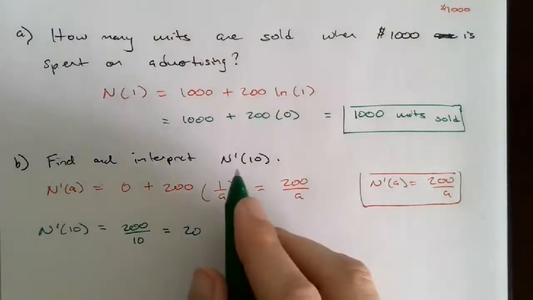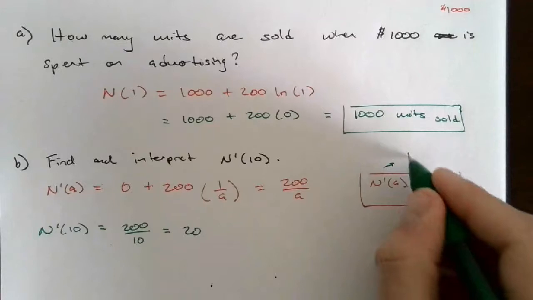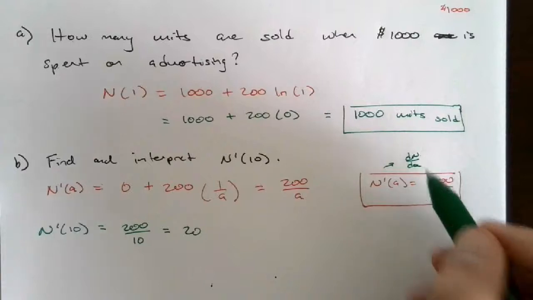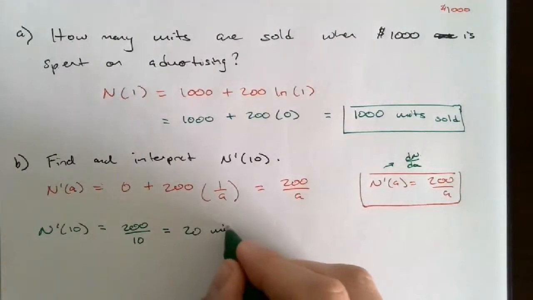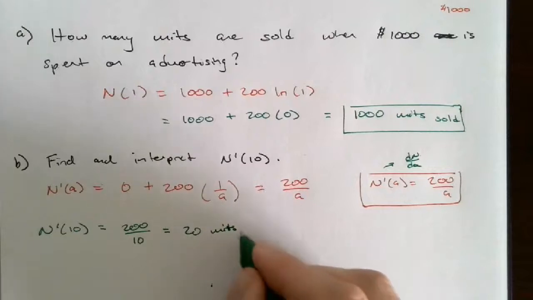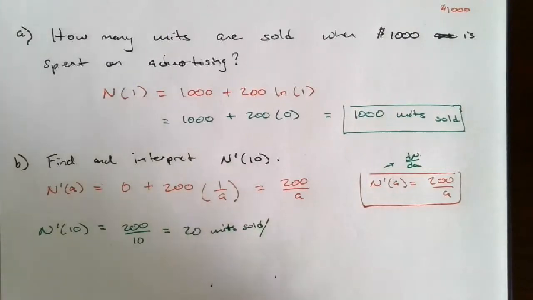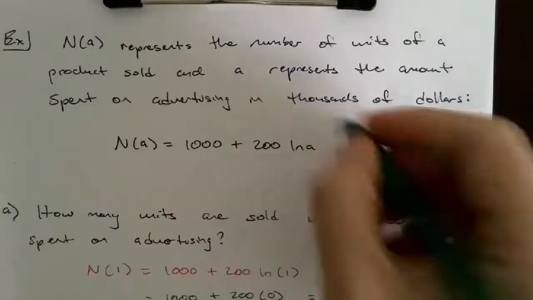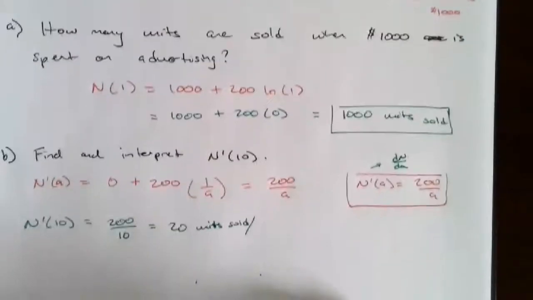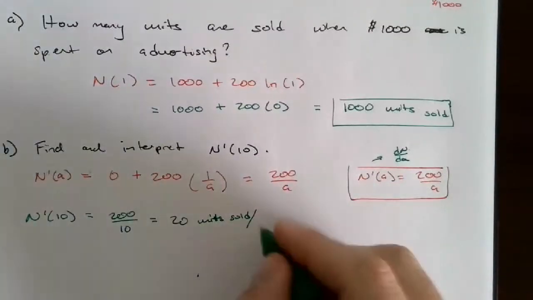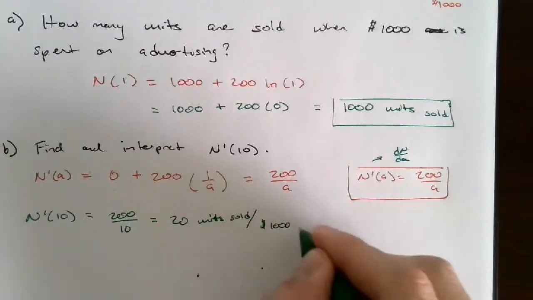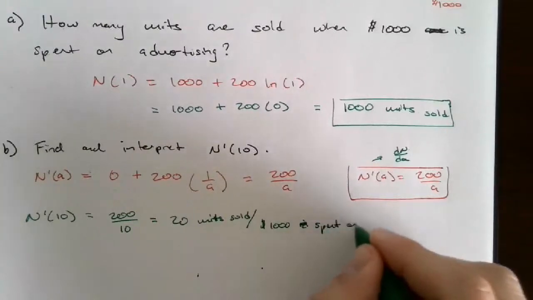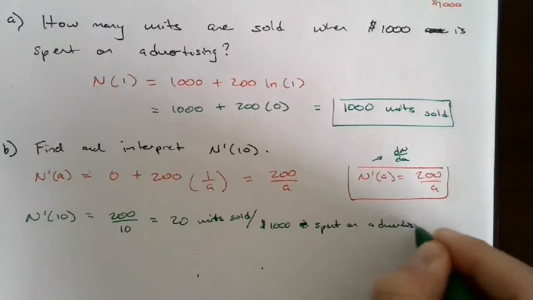Well, n prime is the units of n. If you want to remember how to find units, it's like dn over dA. That's what n prime really means. The change in n over the change in A. So change in n is 200 units sold per what? What's A? Well, A is thousands of dollars, right? Going back up here, it's thousands of dollars spent in advertising. So it's units sold per $1,000 spent on advertising.